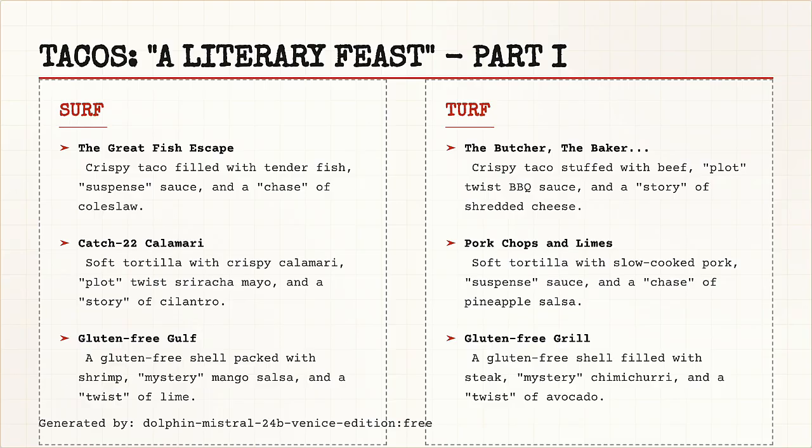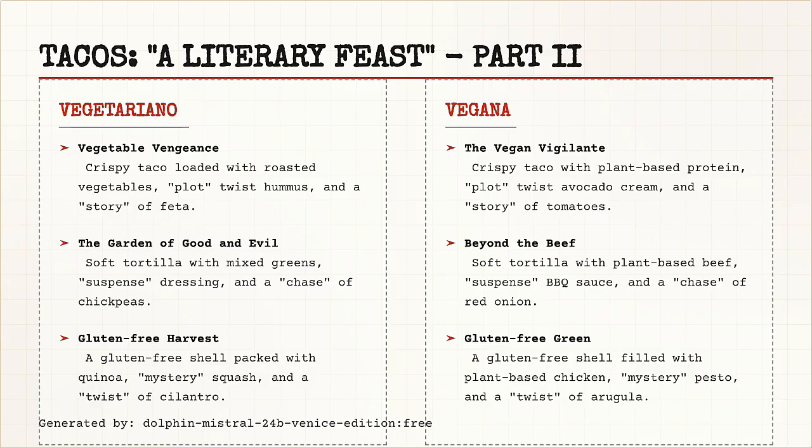Our main suspects are the tacos in A Literary Feast, Part 1. Explore the surf options like the Great Fish Escape and Catch-22 Calamari. On the turf side, we have The Butcher, the Baker, and Pork Chops and Limes. Gluten-free options are available for both categories. Part 2 of our Literary Feast includes our vegetarian and vegan selections. For Vegetariano, there is Vegetable Vengeance and the Garden of Good and Evil. Vegana offers the Vegan Vigilante and Beyond the Beef. Each section also includes a gluten-free option.